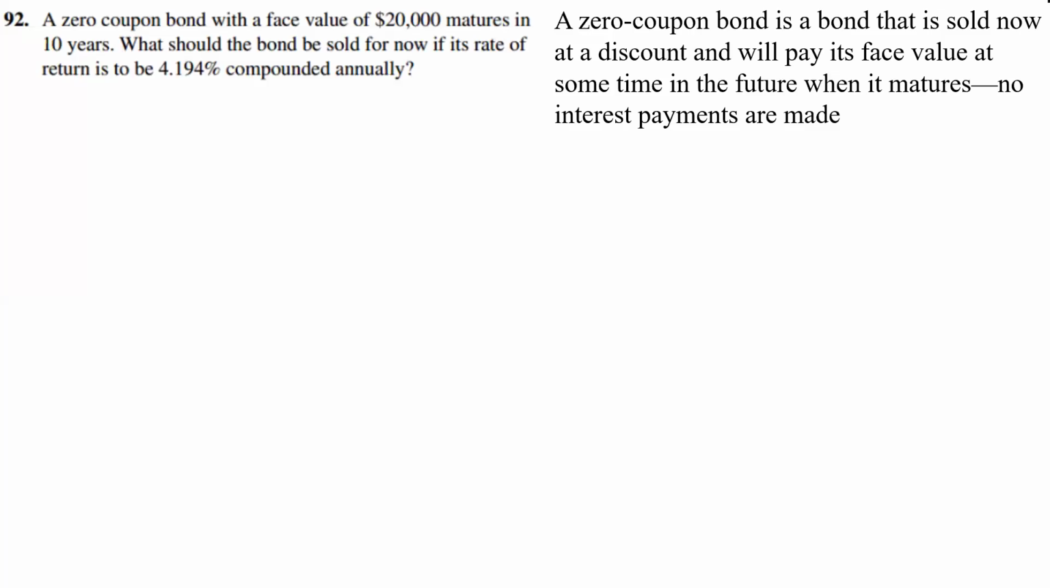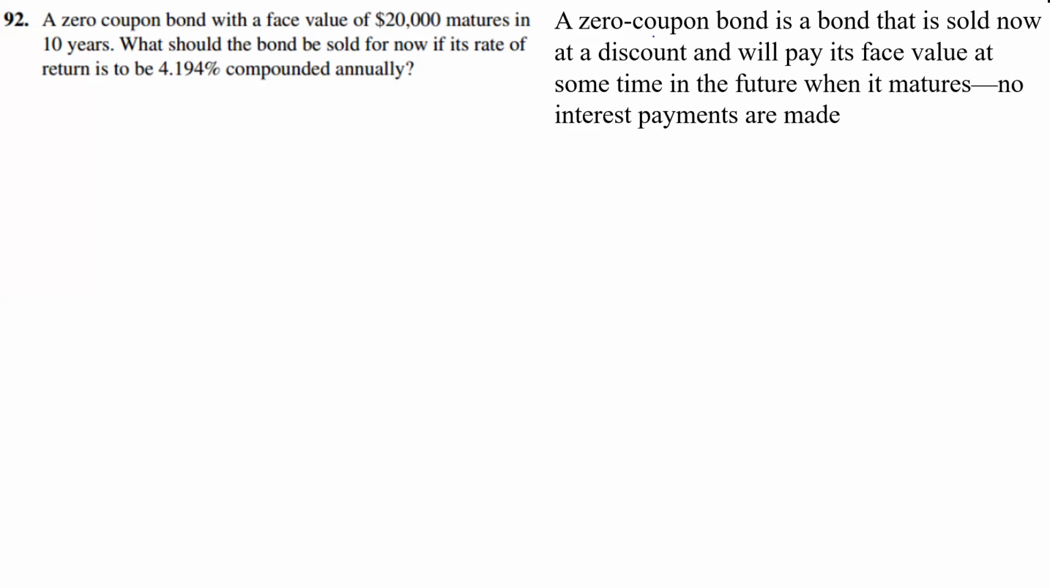All right, so this one says a zero coupon bond with a face value of $20,000 matures in 10 years. What should the bond be sold for now if its rate of return is to be 4.194% compounded annually? A zero bond is a bond that is sold now at a discount and will pay its face value at some time in the future when it matures. No interest payments are made.